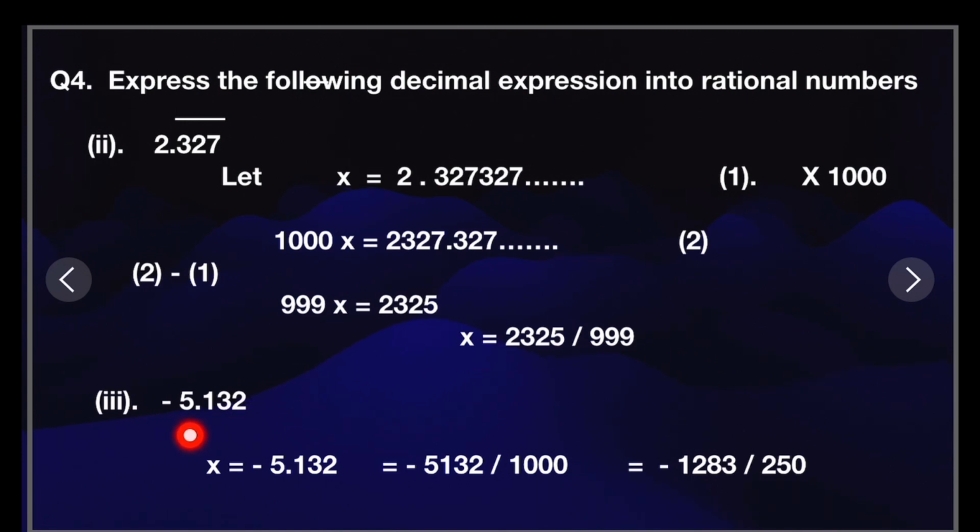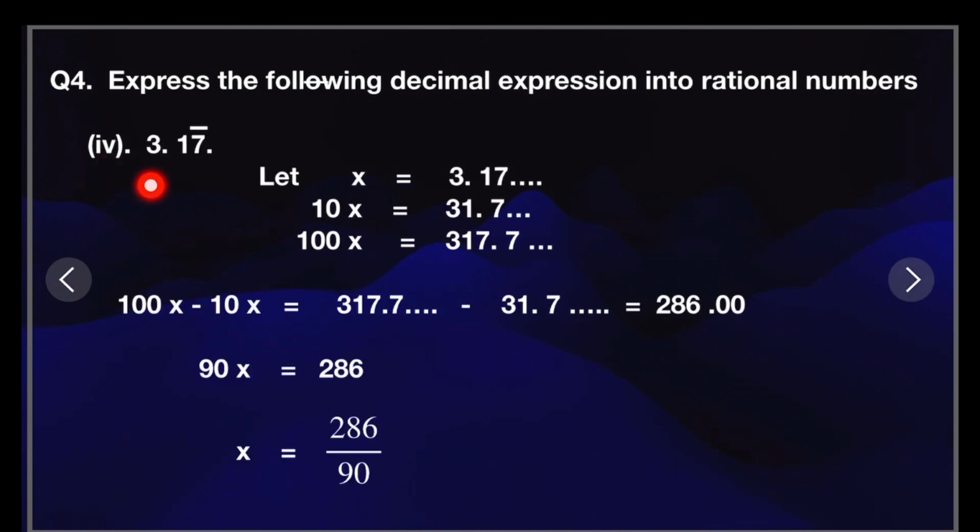Next sum, minus 5.132. There is no recurring part like this, so you don't need to do all this. Just simply write down the fraction. This is equal to minus 5132 upon 1000. So minus 1283 upon 250. You can reduce it or you can leave it as it is.